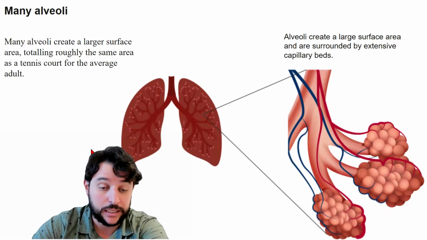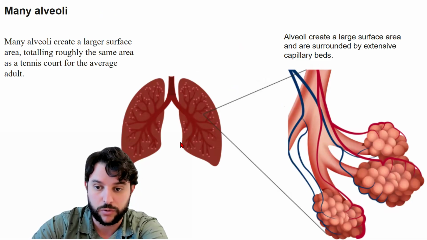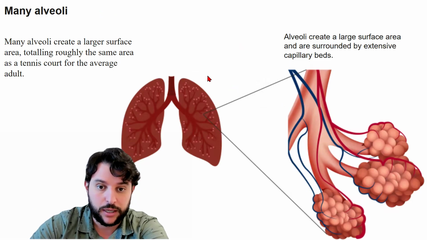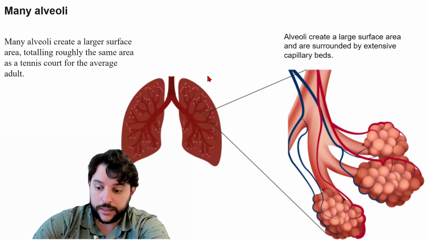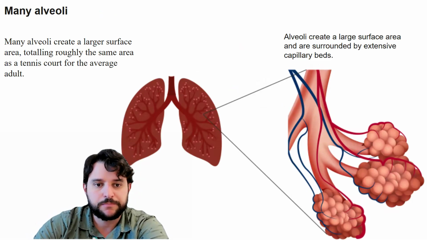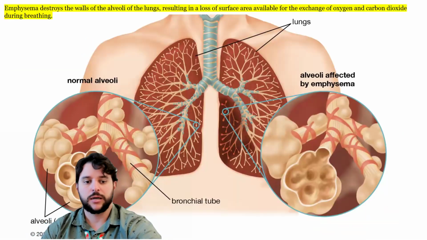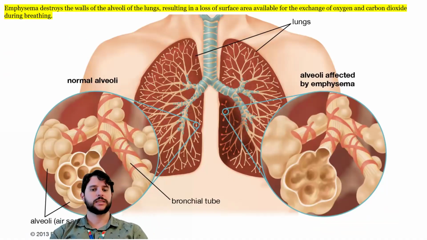And we need tons of these. We have thousands of these alveoli, right? You don't have just one. We have many, many of them, and they're very small. And this is where we exchange our gases, right?